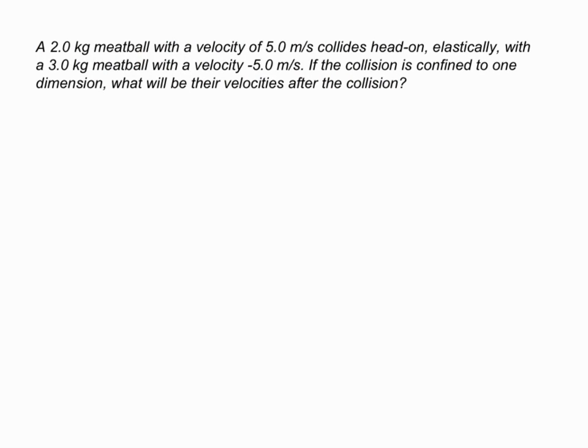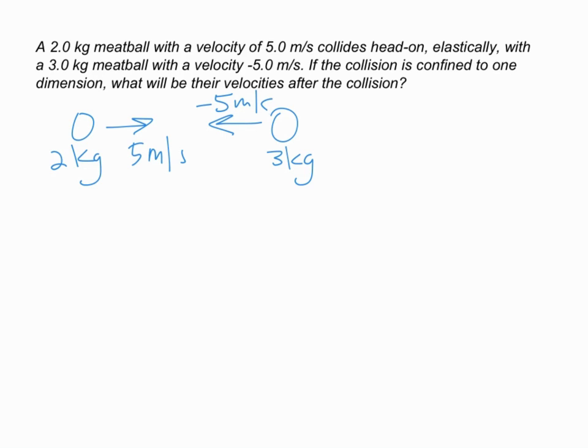Let's take a look at this somewhat silly situation here where we have a meatball traveling to the right, let's say, at 5 meters per second. This is our 2 kilogram meatball. And it's going to collide with another meatball, slightly bigger, also traveling at 5 meters per second, but in the opposite direction. So we'll make that a -5. And what we're being told here is that it's an elastic collision.